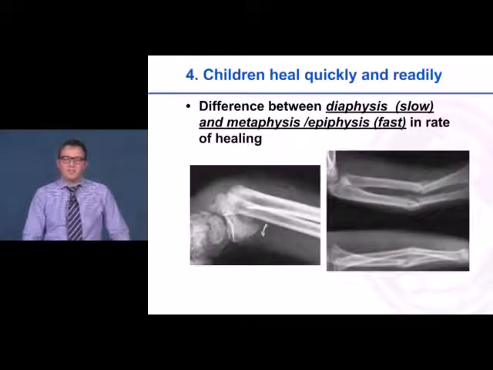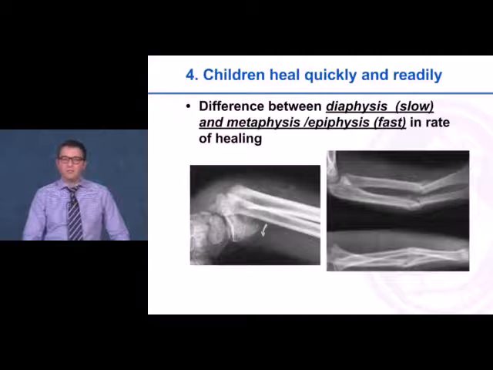It's important to recognize, though, that bone healing is different depending on where the fracture has occurred. So if you have a child that has a fracture near the growth plate, in the metaphysis or epiphysis, that fracture will heal quite quickly, and you should refer them to a pediatric orthopedic surgeon within 7 days. After 7 days, the fracture's already started to heal.